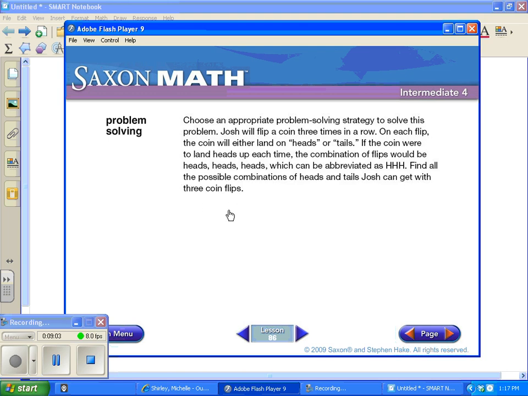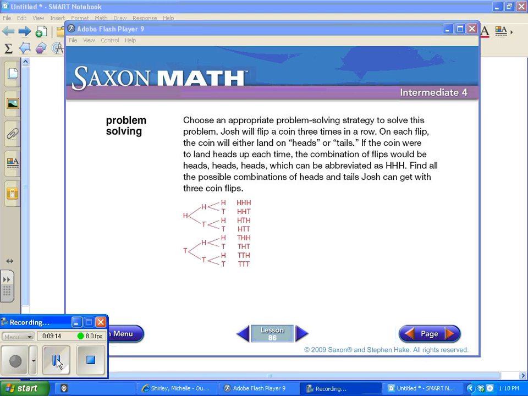Well, with the first flip, let's look at how they did this. It could have been heads or tails, right? And he flips the coin 3 times on each try. So there is a possibility that he could get heads all 3 times. He could also get tails all 3 times. And then we have all these possibilities in between of what could happen first and second and third.